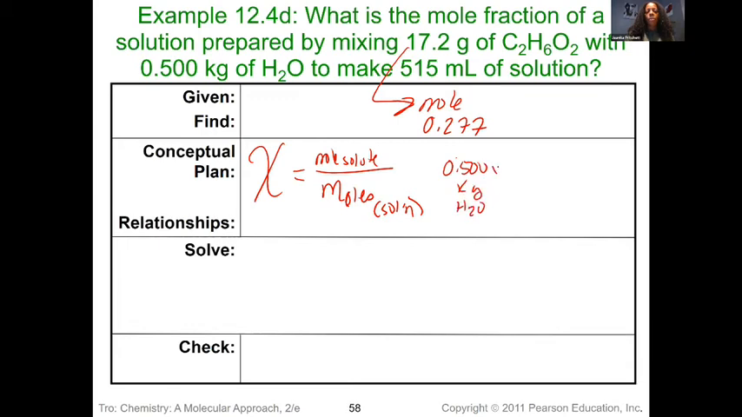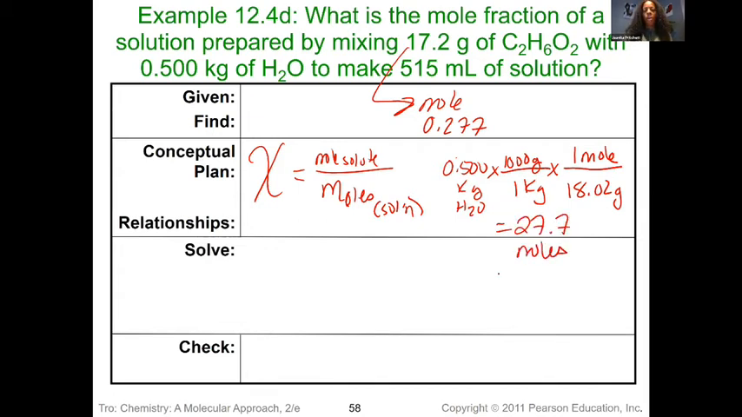We first get that to grams. So that would say 1 kilogram is to 1,000 grams, or 10 to the third. And then if this is water, we would say that 18.02 grams of water is for every 1 mole of water. Okay, so all of these are water here. So we have 0.5 times 1,000 divided by 18.02. And that'll give us 27.7 moles of our solvent.